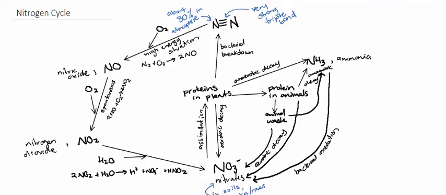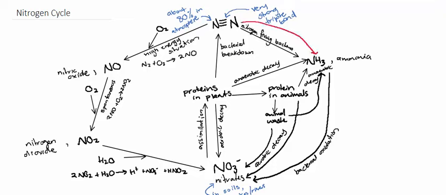Now, ammonia is not only produced within this cycle as an anaerobic decomposition product, it can also be formed from the direct conversion of atmospheric nitrogen into ammonia. This requires nitrogen fixing bacteria, which will act on the atmospheric nitrogen, converting it into ammonia.